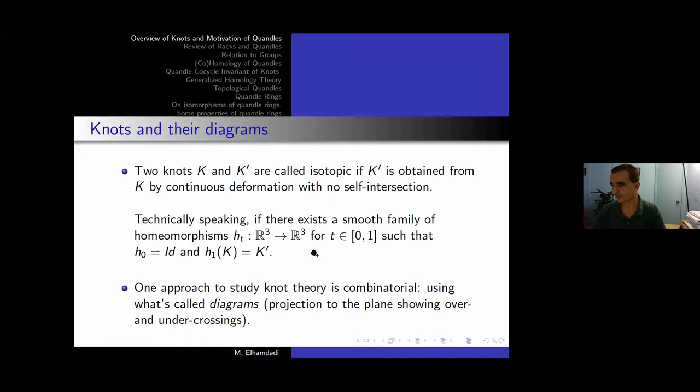One way of studying knots is combinatorial. Basically, what we do, we take a knot, then again, I go back to this knot in three-space, and I project it onto R2 in such a way that I get a diagram. Again, one has to be careful about how you project so you don't get some singularities. And when you have diagrams, we have a big theorem of Reidemeister, which tells us that knot theory in three-space can be reduced to knot diagrams in the plane modulo Reidemeister moves.